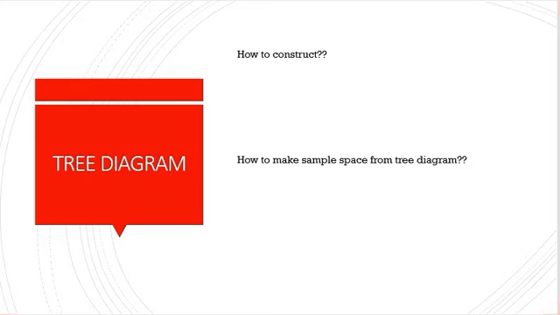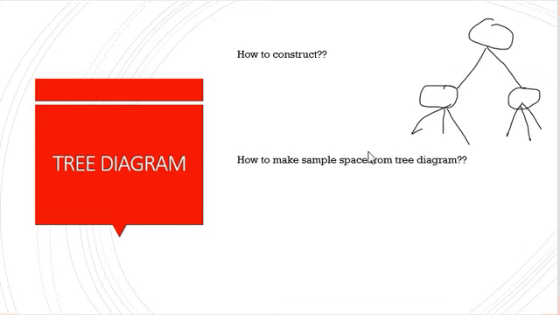How do we construct a tree diagram? How do we make a sample space from a tree diagram? So a tree diagram can be drawn vertically. There's the main data you're trying to show, and then the first set of outcomes out of a certain event, then the next possible outcomes, if there are any. So this is made vertically, and the ones on the bottom are your possible outcomes.